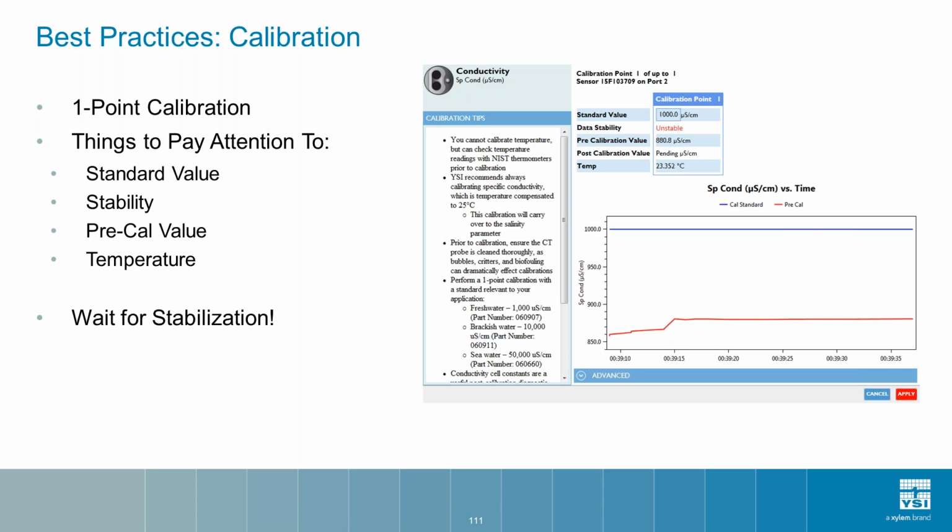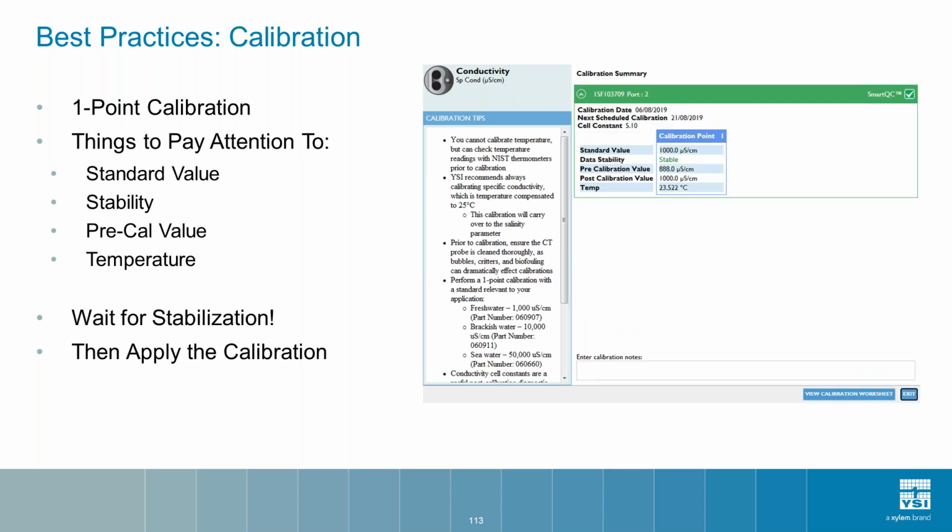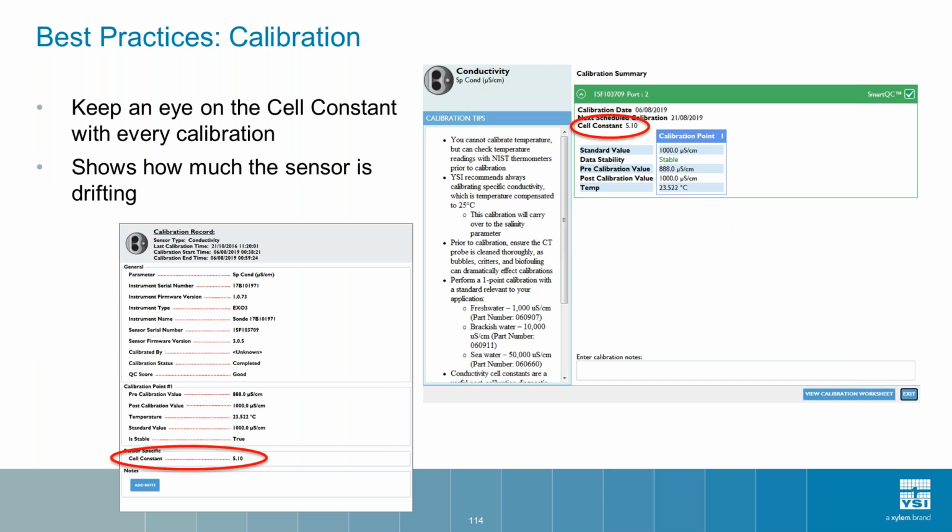So at this point in our example, let's wait for stabilization. Okay, and once it is stable, then we can apply the calibration. Once you've applied the calibration, we can see our calibration summary. And here we can view our cell constant. We can also view a full calibration report to find the cell constant. This example shows a great cell constant of 5.1. And from that, we can determine that this sensor really hasn't drifted much at all.